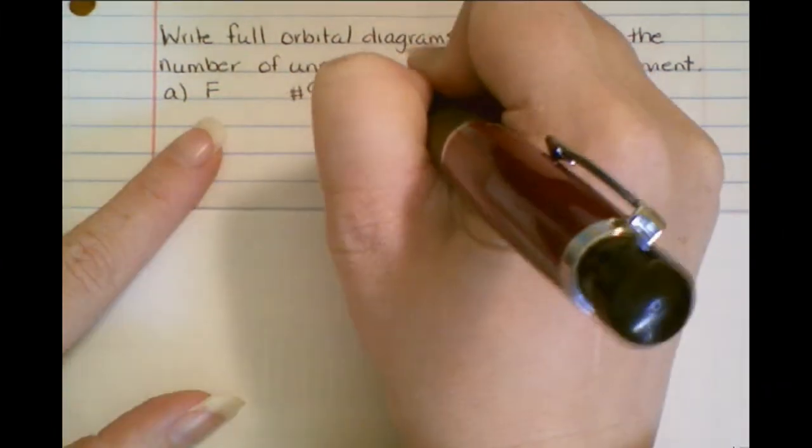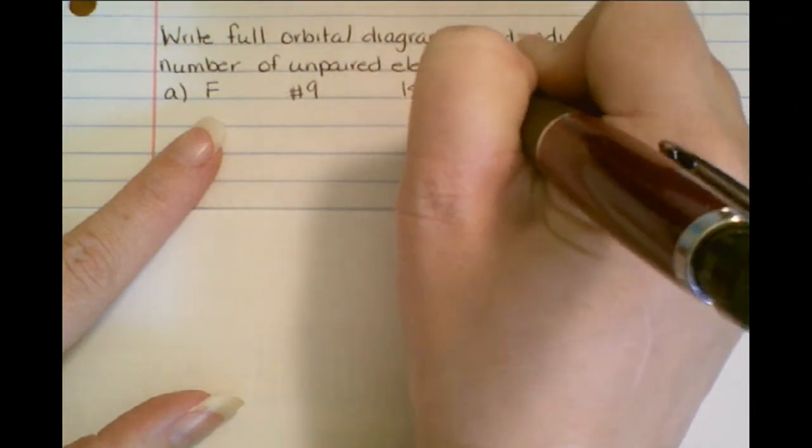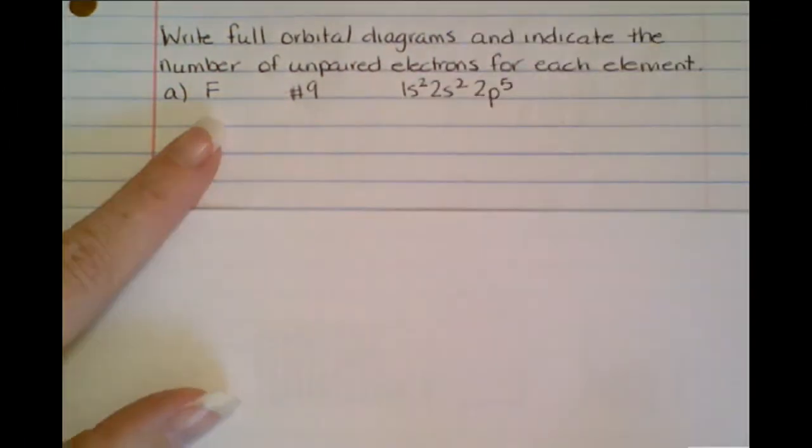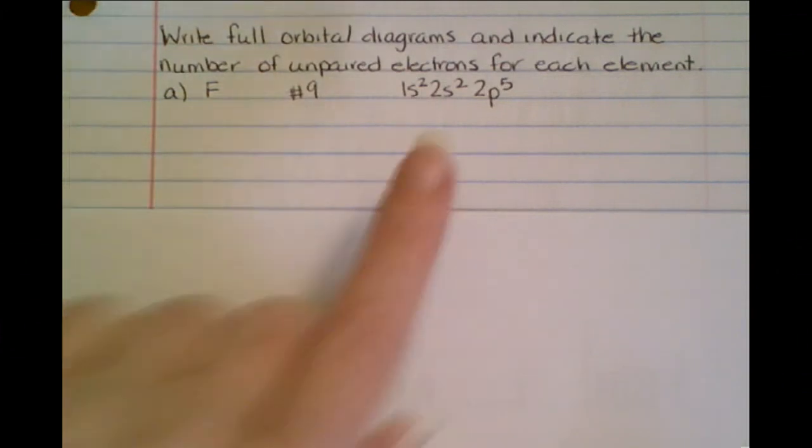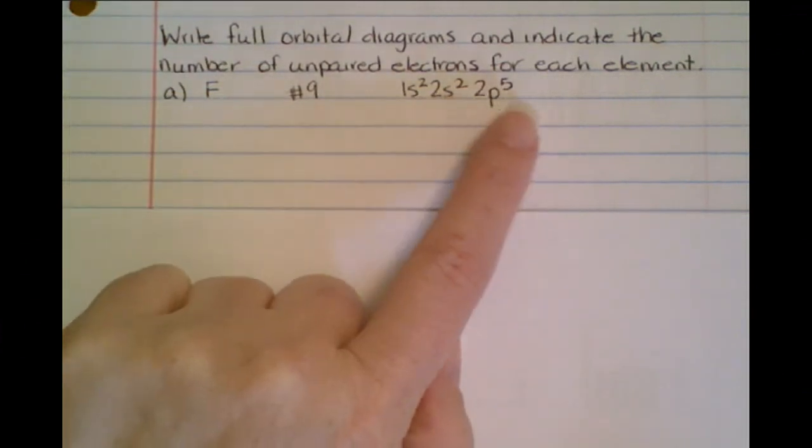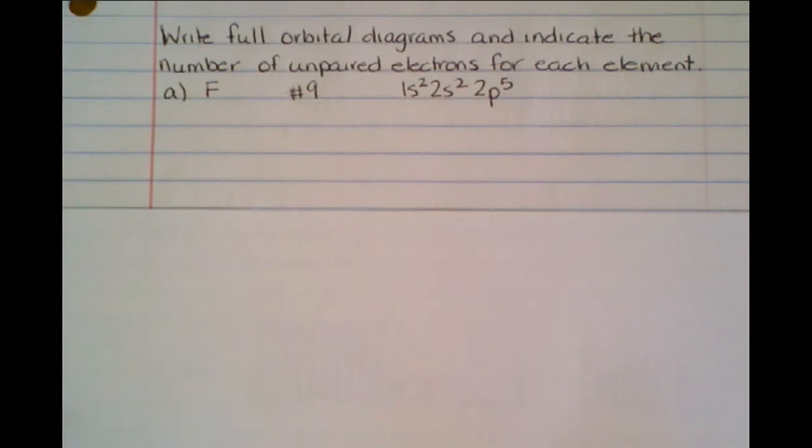And so when I do that, I get 1s2, 2s2, 2p5. Now, how can you check that? Remember, you take 2 plus 2 is 4 plus 5 is 9. So we know that it's correct.